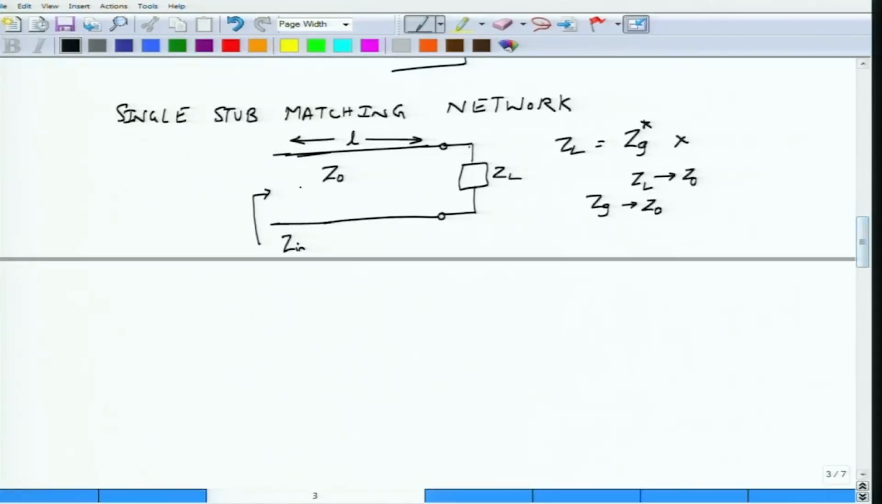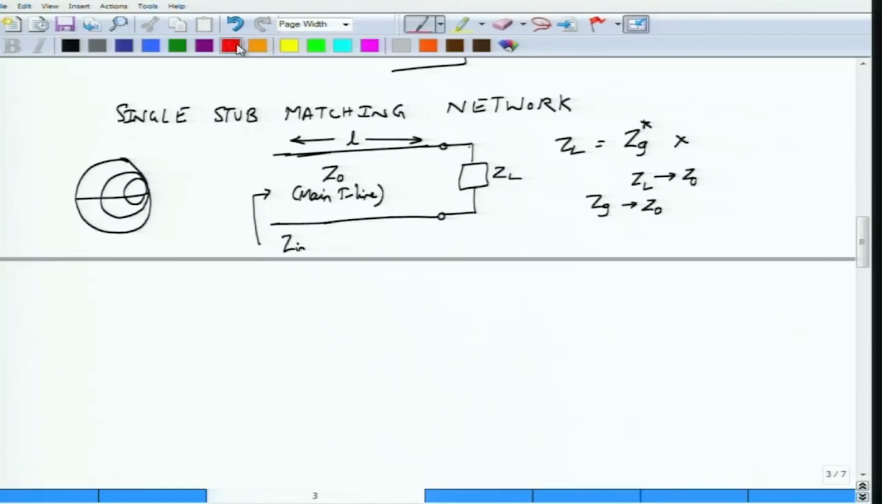Before that, let us just put some convention. The main transmission line is the one which is connected to the load and upon which we are trying to minimize the reflection. So let us call this the main transmission line, main T line. Now, as you go through ZL, let's plot the corresponding Smith chart over here. Don't take the Smith chart too literally, this is just to give you an idea.